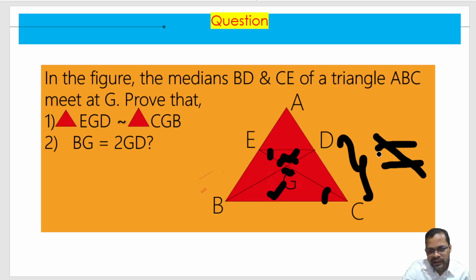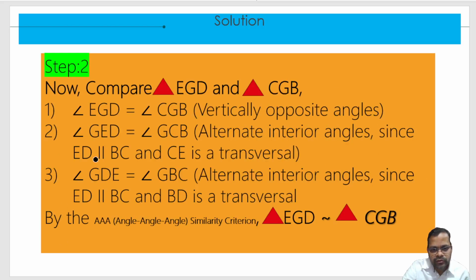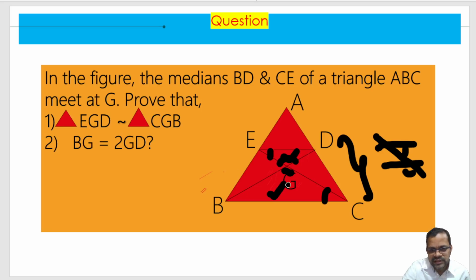So two parallel lines, this is ED and this is BC. Okay, this is the transversal. This transversal here is EC. Then what happens? This angle is equal to this angle. Okay, look at that. So GED is equal to GCB. Yes or not?